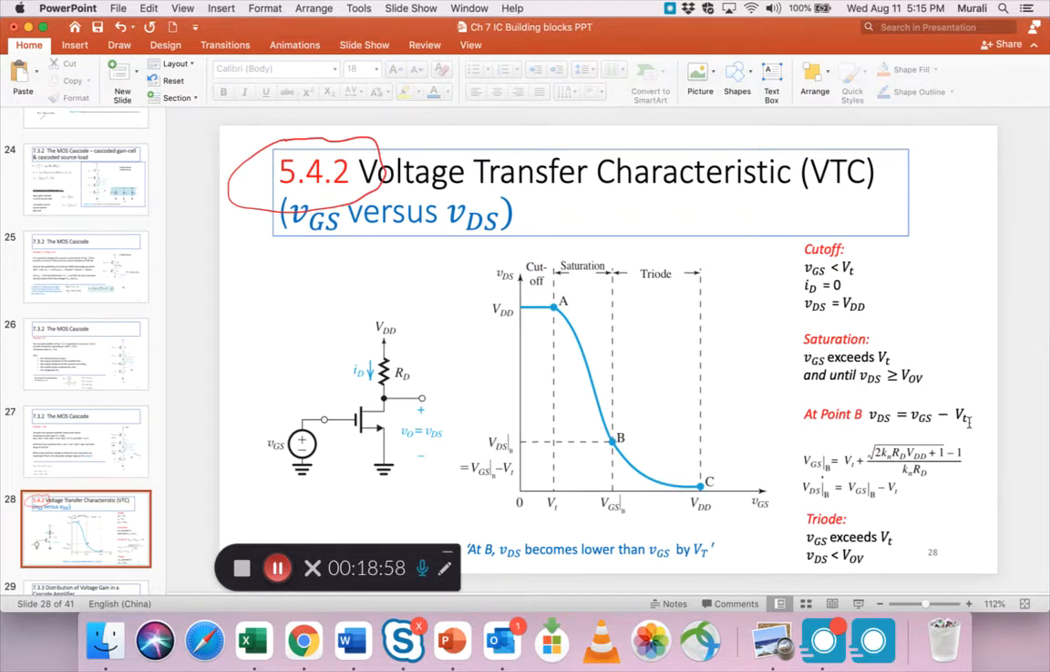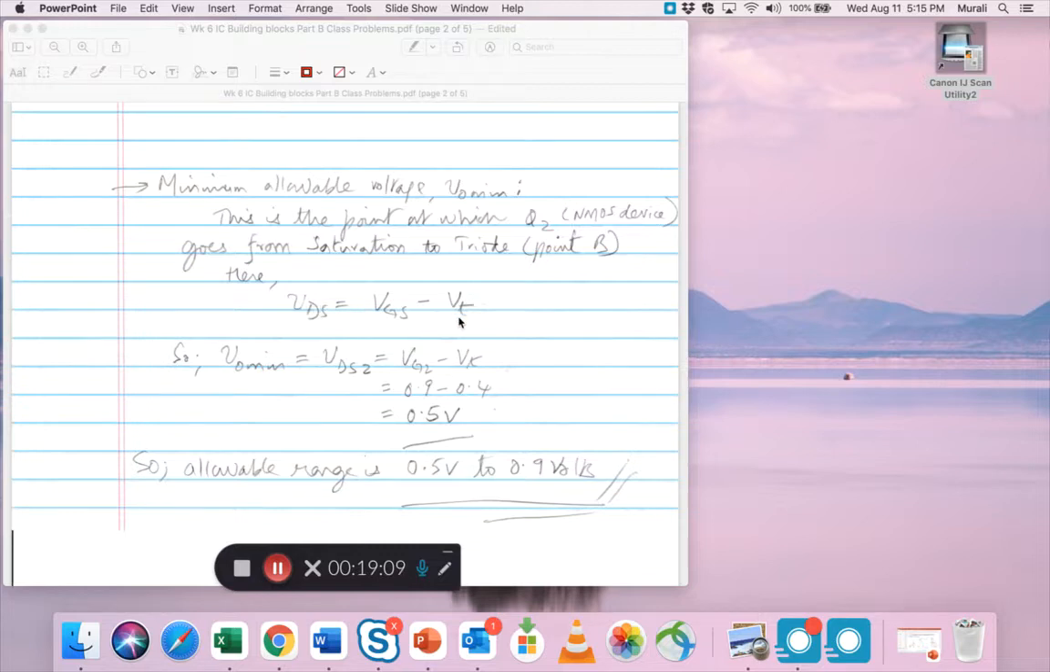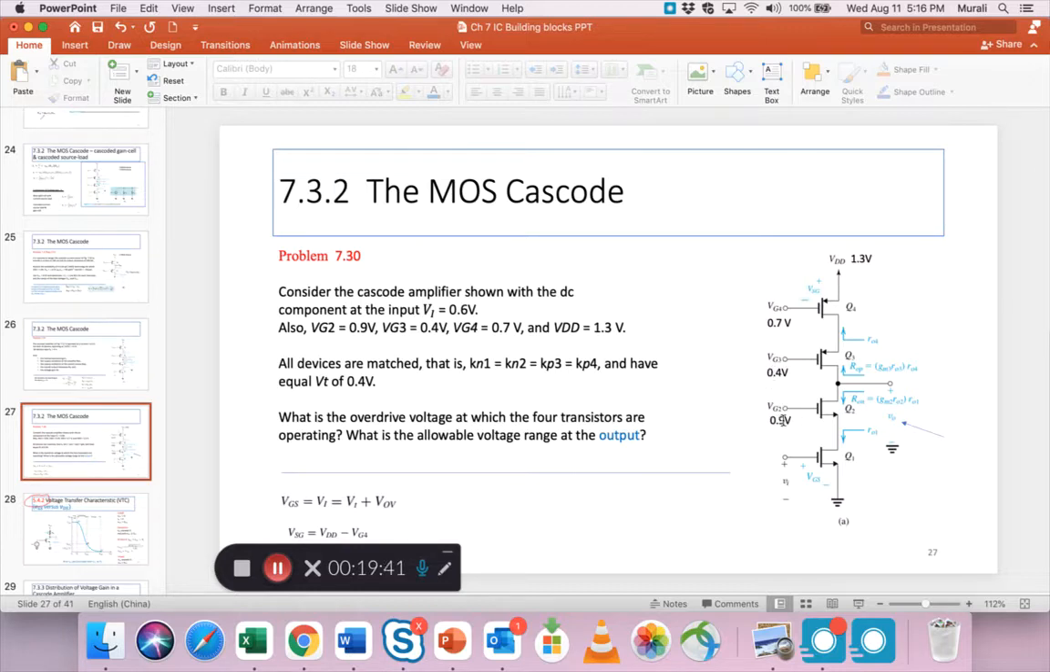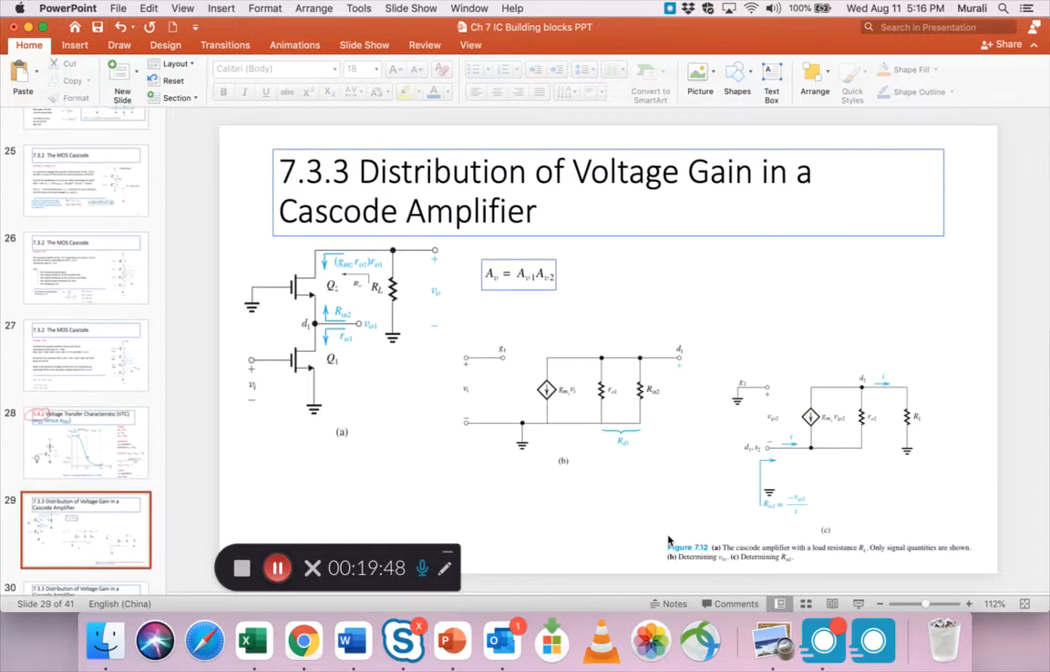This point B, this is the formula, pretty straightforward. The VDS here is VGS minus VT. Okay, so the drain to source voltage here is VGS minus VT, and so using that directly, we know the VGS, gate to source, is given, gate 2, as 0.9, VT is given as 0.5, so you get the minimum as 0.5. So the allowable range at the output is 0.5 to 0.9 volts. Okay, I hope this is clear, because we were given this, right? VG2 was given to be 0.9. Okay, so moving on.